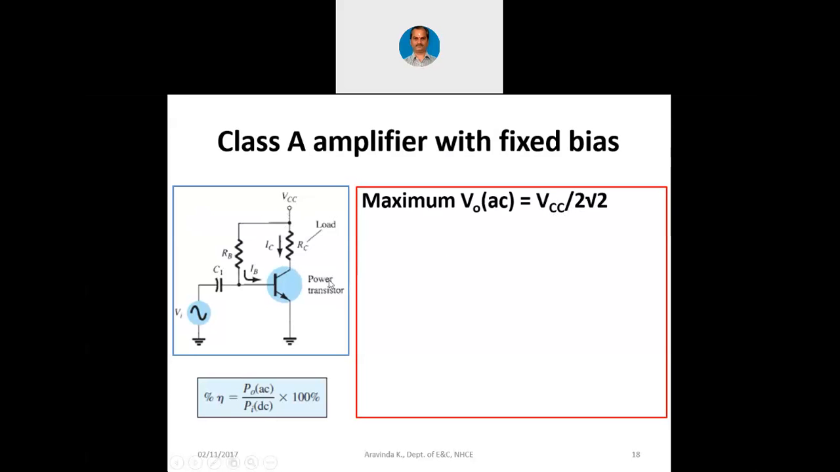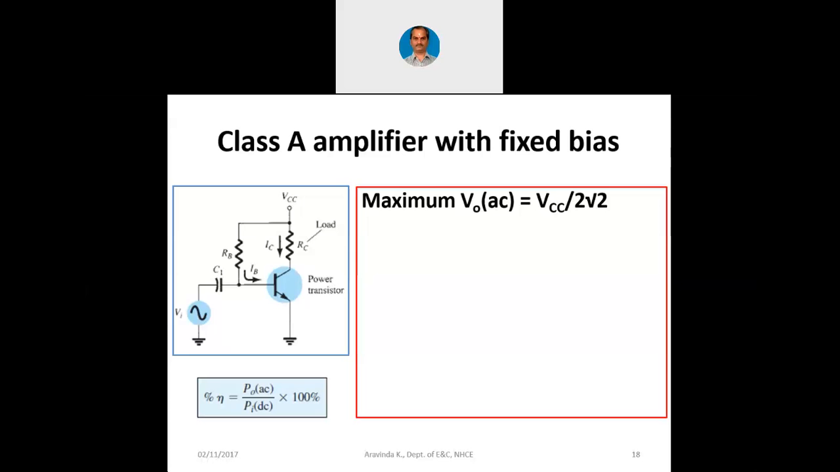You already know about the DC load line. So maximum output voltage is VCC divided by 2 root 2. That is V0 squared divided by 8RL that way, right? As far as power is concerned. Now, as far as voltage is concerned, I have already shown you earlier. 0 to VCC is the value. If at all we have to take RMS value, then VCC by 2 is half. And you know that RMS is nothing but divided by root 2.